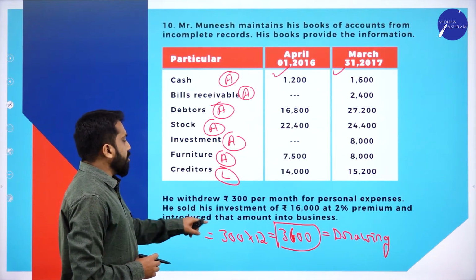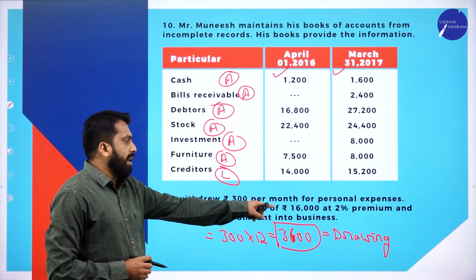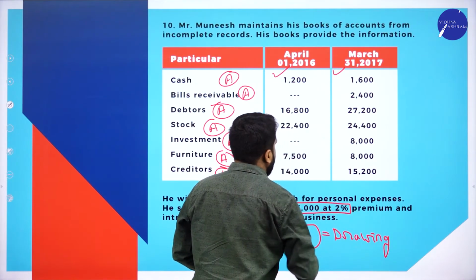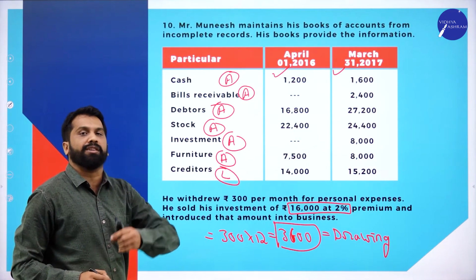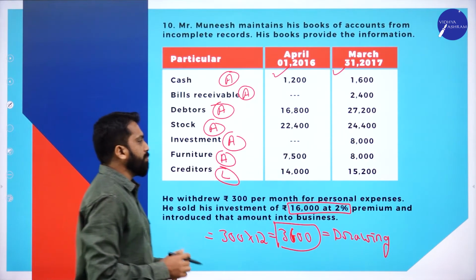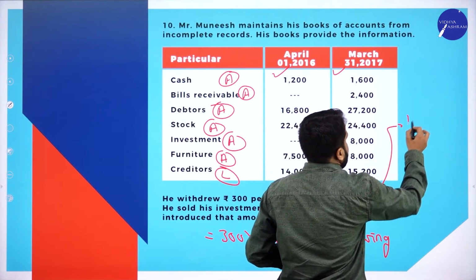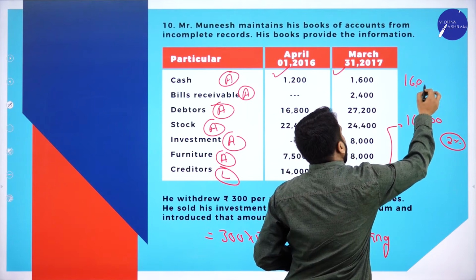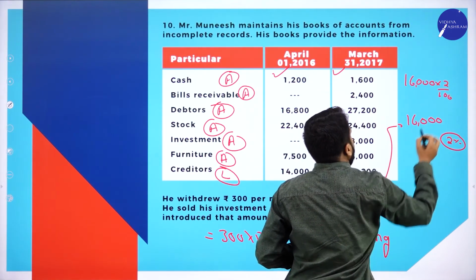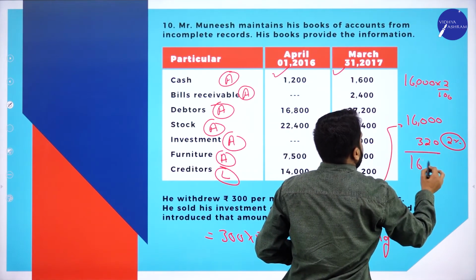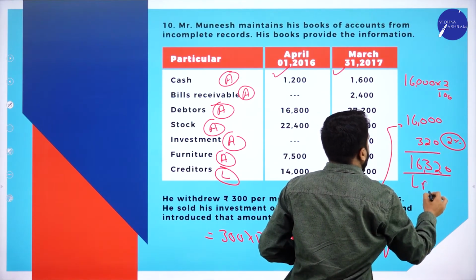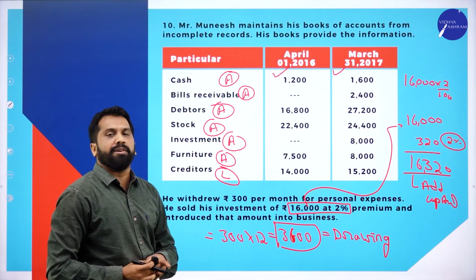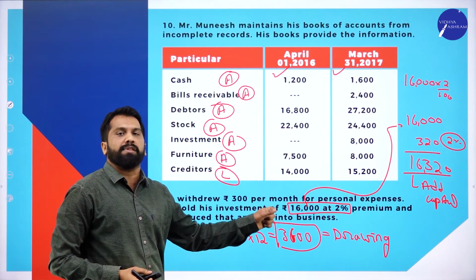Now, he sold his investment for 16,000 at 2% premium. So it is nothing but his additional capital. How to calculate? Simple. How much he has? 16,000. What is the premium? 2%. 16,000 into 2 by 100, it will be 320. 16,320 is additional capital. Simple calculation. So instead of giving directly, he has additional capital of 16,320.